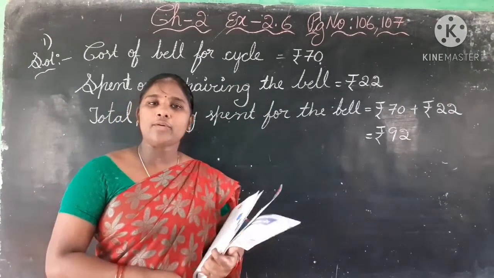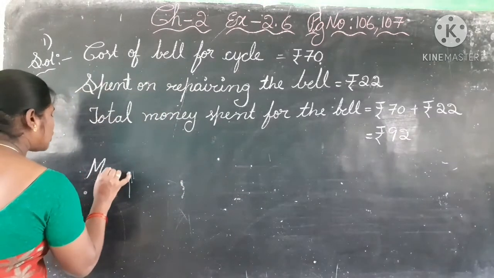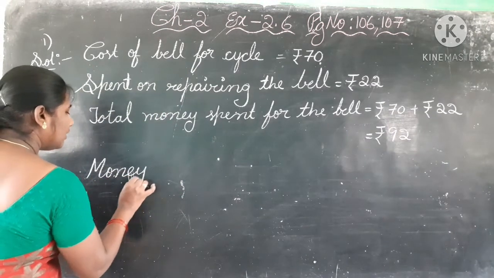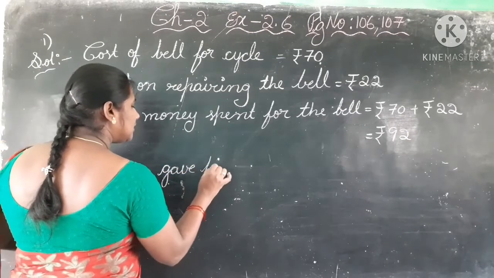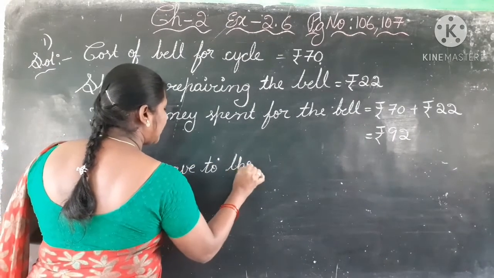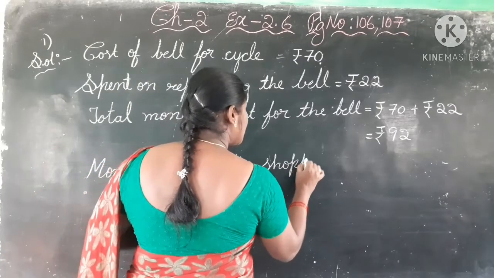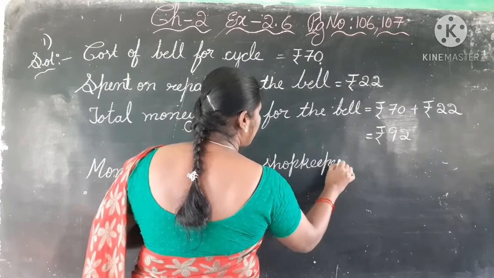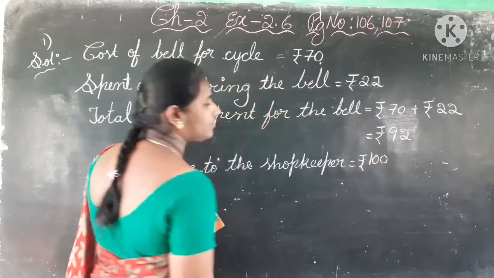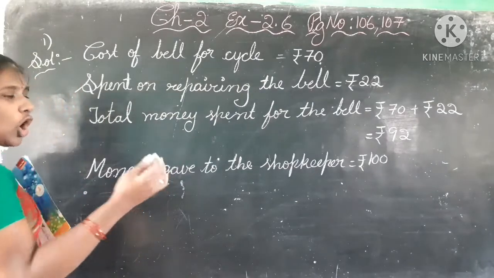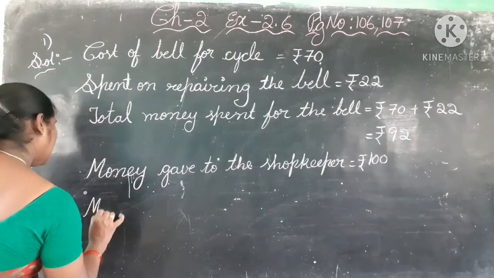Money, how much did he give to the shopkeeper? 100 rupees. Money gave to the shopkeeper, rupees 100. So how much money did he get back from the shopkeeper?